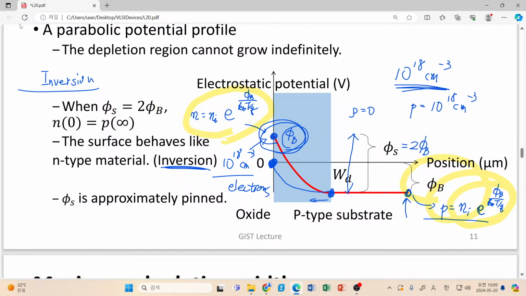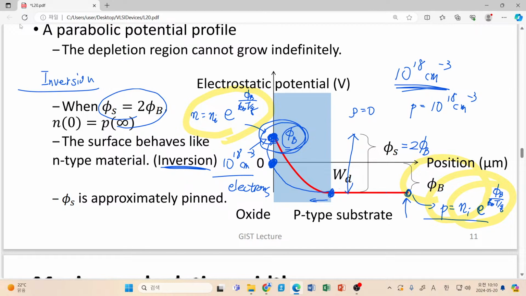And if we have another phi b, then now we can increase our potential up to this point, then we can have inversion of electrostatic potential. Okay, so theoretically, this is the condition for the inversion phenomenon. But in reality, as an engineer, it is really difficult to measure this point.